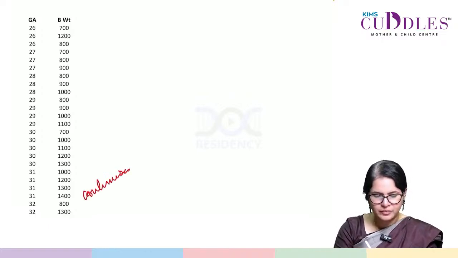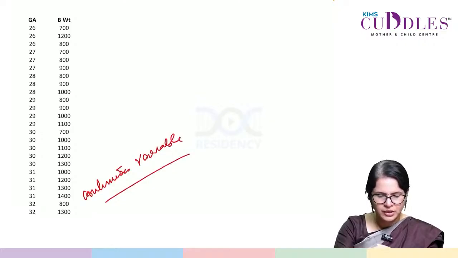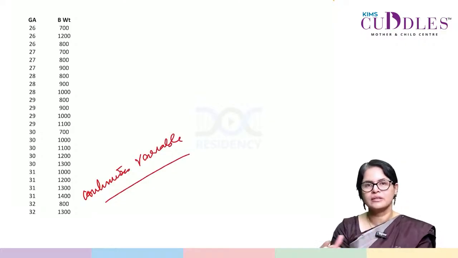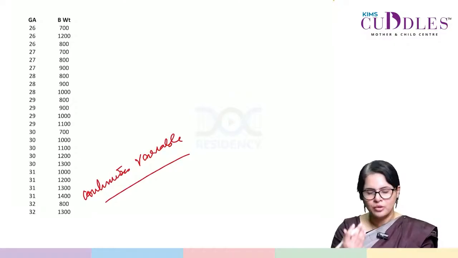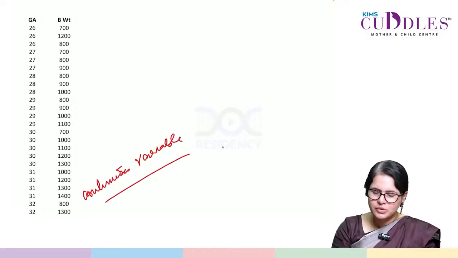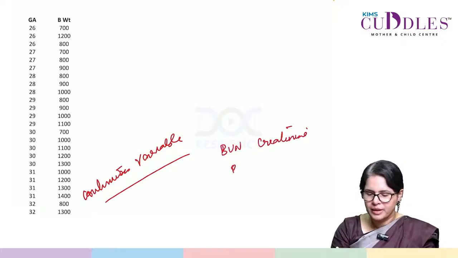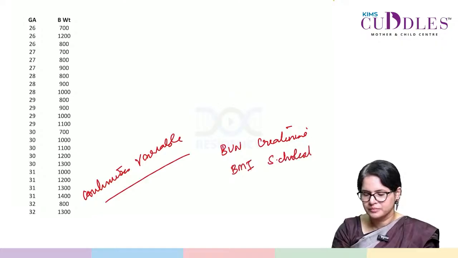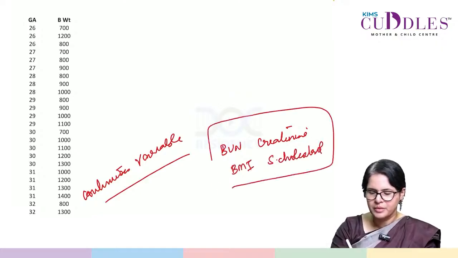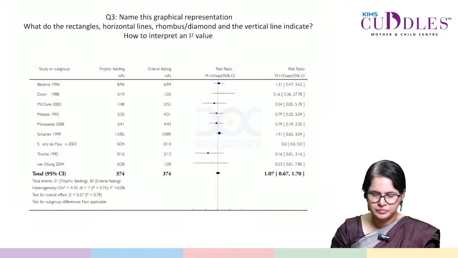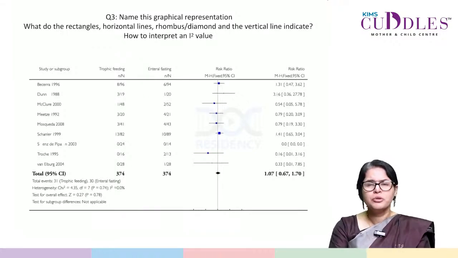So this is another example of two continuous variables. One is the gestational age in weeks, the other one is birth weight in grams. If you have a data set that looks like this, you can use a scatter plot to understand their correlation. Other examples would be blood urea nitrogen and serum creatinine levels. You can have BMI and maybe something like serum cholesterol levels. Okay, so these are all different parameters to understand the correlation. Okay, we move on to the next question.